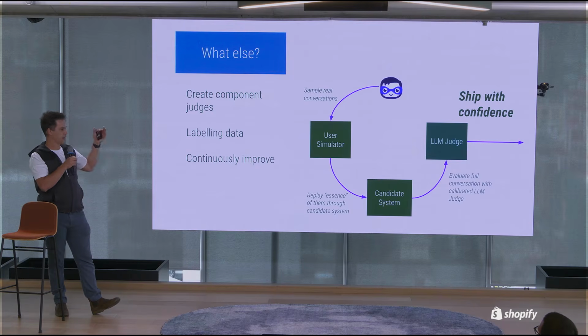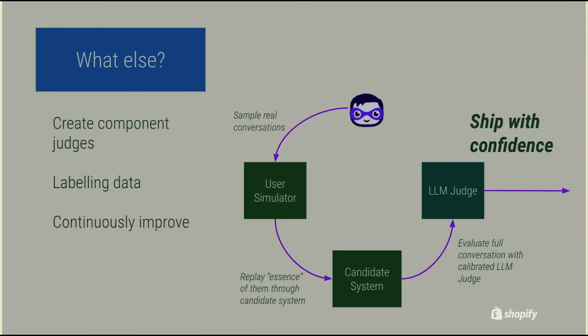And the nice thing is it doesn't need to be the same LLMs that you use in prod. In this whole system we're using a mix of OpenAI, Google, Anthropic, kind of everything for different parts. So it's really flexible and it doesn't have to match what you're using in production. You should also create component judges, not just overall but for each tool as well. It's fantastic for labeling data, and I think it's really important for continuously improving the system.